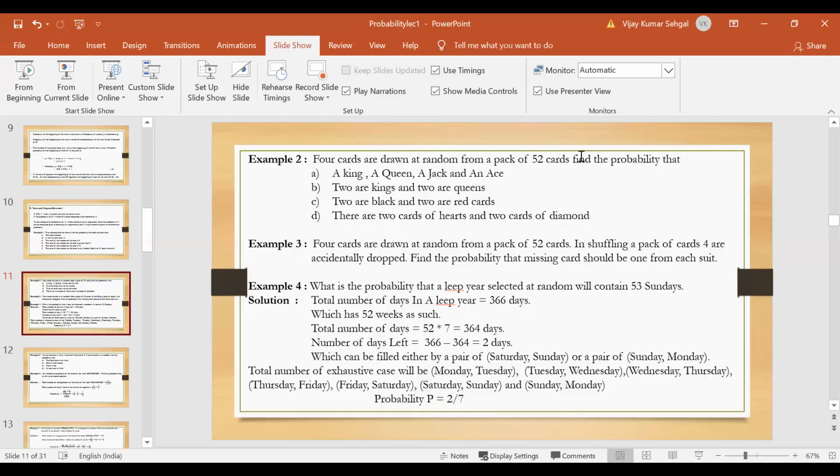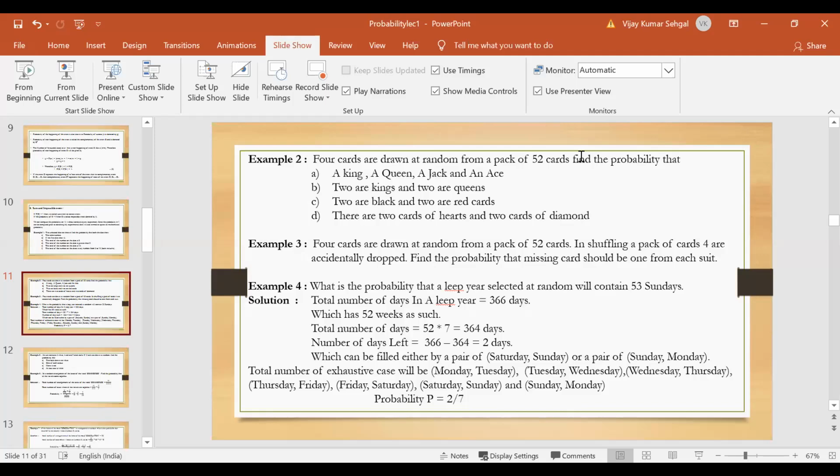Now the fourth example: what is the probability that a leap year selected at random will contain 53 Sundays? We know that a leap year has 366 days, which has 52 weeks. 52 into 7 will be 364 days. Now the number of days left will be 366 minus 364, that is 2 days. Now we want 53 Sundays, that means in these 2 days there must be one Sunday.